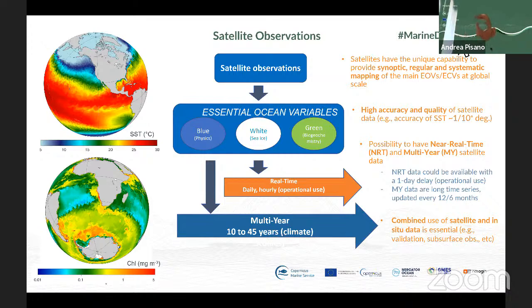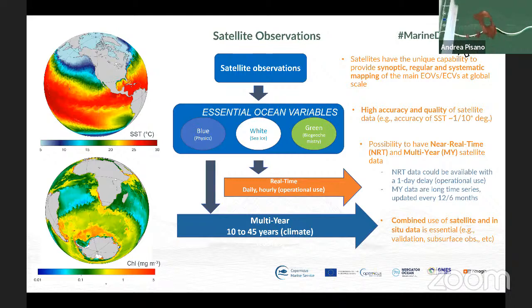Satellite data are very accurate. For example, the accuracy of SST can reach up to 1/10 degree. And we now have the possibility to have near real-time and multi-year satellite data. What does it mean? Real time means that, for example, SST data can be available just a few hours after the satellite measurements.